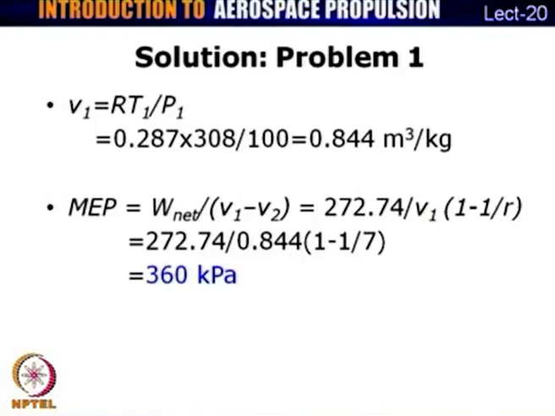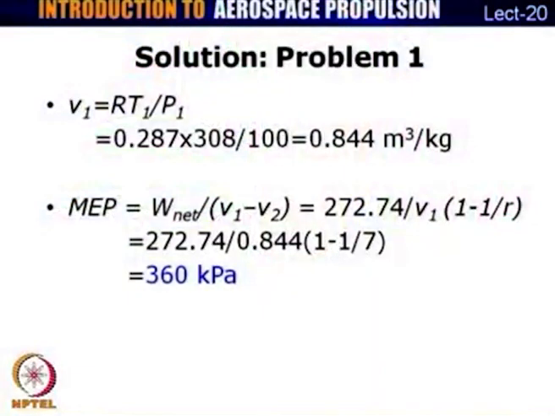Now, we can calculate V 1 from the state equation. Therefore, V 1 is equal to R T 1 by P 1, where R is the gas constant for air, which will be equal to the universal gas constant divided by the average molecular weight for air. The universal gas constant, as we know, is 8314 joules per kilomole Kelvin, and the average molecular weight for air is usually taken as 29. So, if we do that, the gas constant for air comes out to be 0.287 kilojoules per kilogram Kelvin.